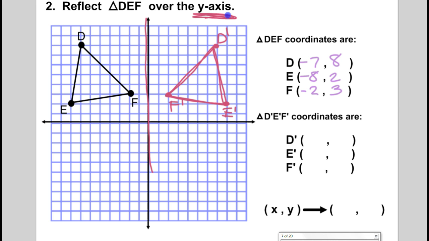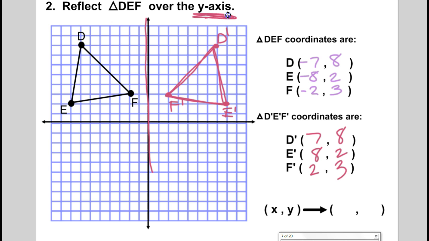Oh, I went the other way. You did the x-axis. We're reflecting over the y-axis. Okay, ready? Savannah, coordinates of D prime. 7, 8. Trent, E prime. So it'd be, just take this and change that. 8 and 2. And Ruth, F prime. 3 and 2. Well, don't switch them. Oh, 2 and 3.